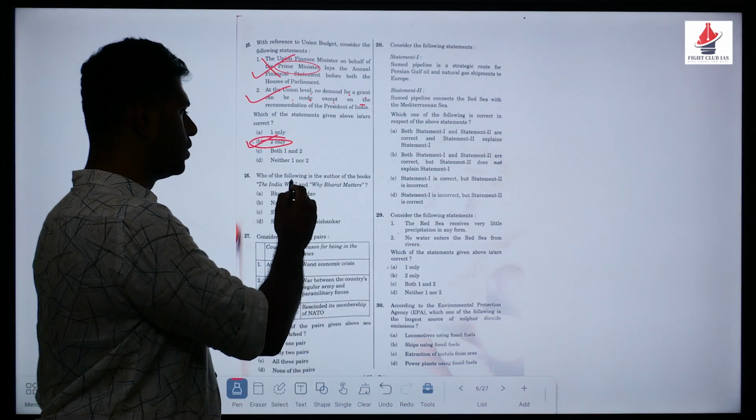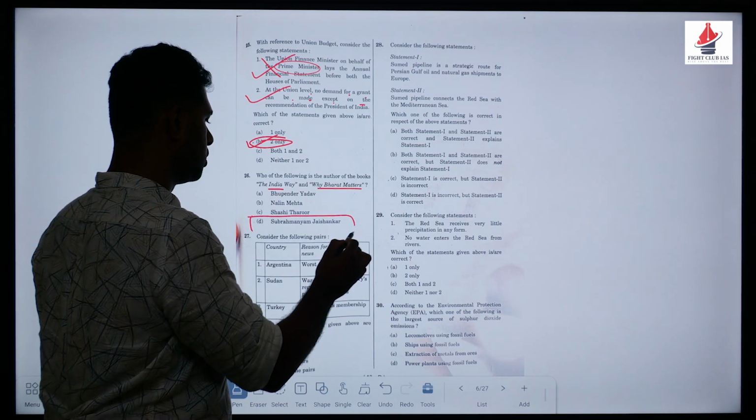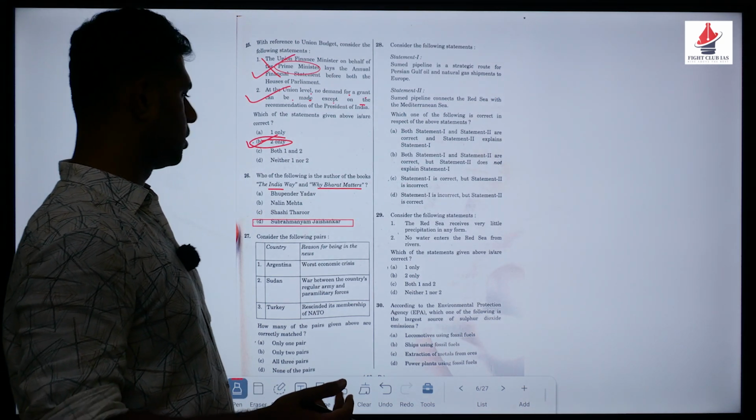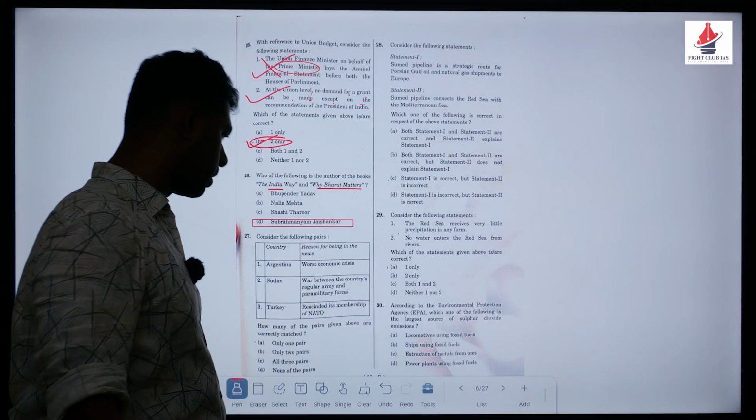Right? Who is the author of the books The India Way and Why Bharat Matters? It is Subrahmanyam Jaishankar. Right? The India Way was written in 2020. Why Bharat Matters got released this year. Now moving to the 27th one.